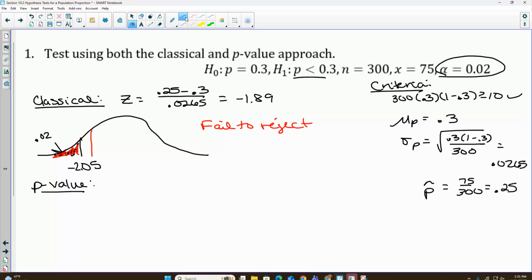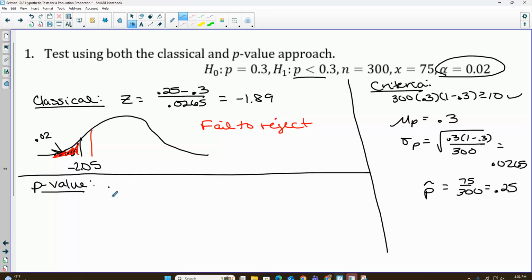That's the classical approach. That first question on the homework is the only place I ask you to even do the classical approach. The p-value approach is more straightforward. We're just finding our probability and comparing it to alpha. So we just need to find the probability. We already have our z, so z being less than negative 1.89.